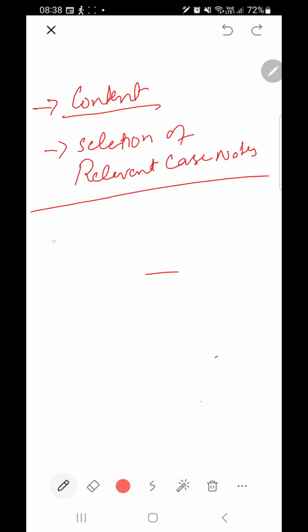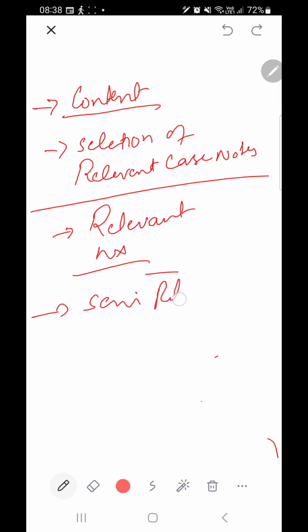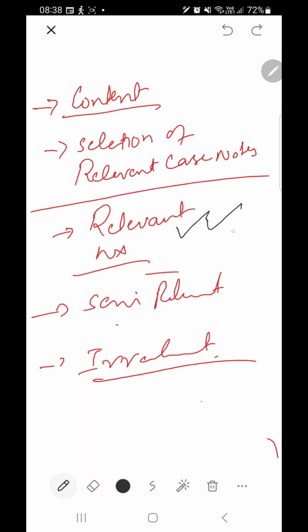So what do we mean by relevant selection? We can see that there is relevant history, semi-relevant, and irrelevant. If we have relevant, semi-relevant, and irrelevant history, it should be kept in mind that no matter what, you have to write down relevant history. Similarly, do not write down irrelevant history. Semi-relevant is optional, whether you want to write it or miss it.